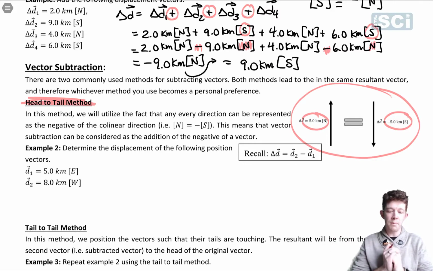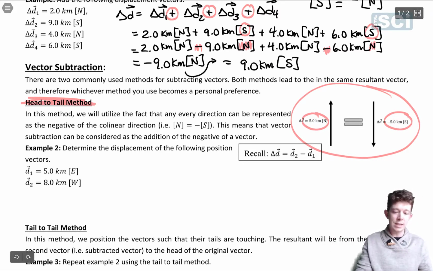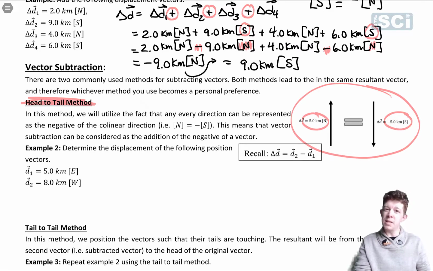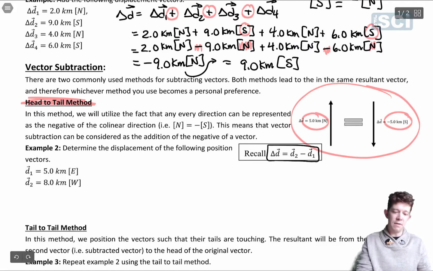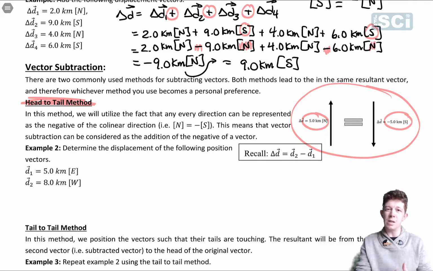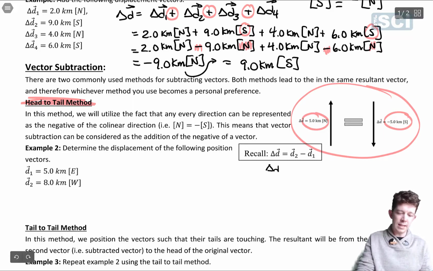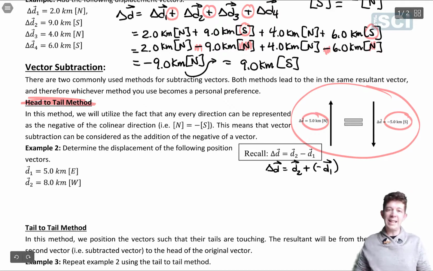Okay, so what we need to remember is that displacement is the change in position. So if I look at this displacement equation right here, I have that delta D is D2 minus D1. And really what that's saying is that I have the position vector D2 plus the negative of D1. Right? So I'm adding the negative of vector D1.